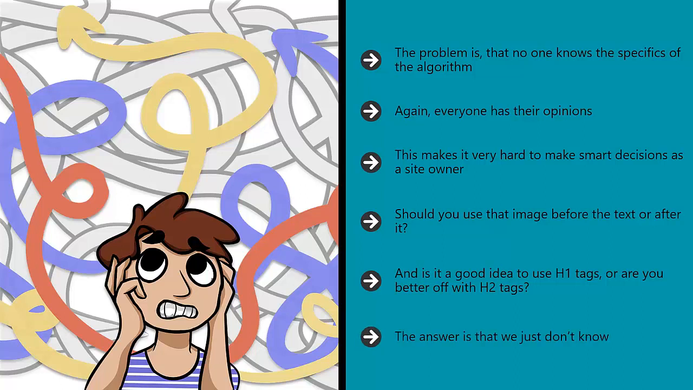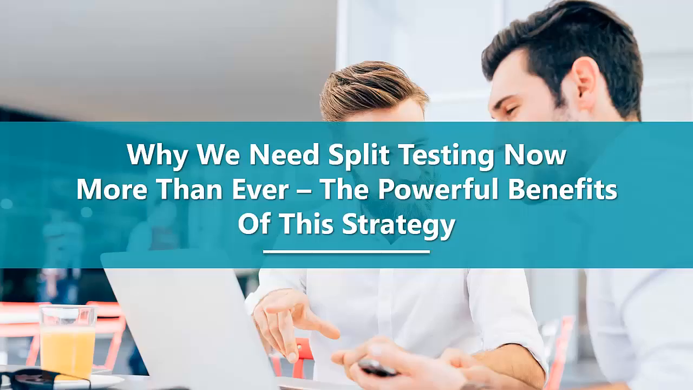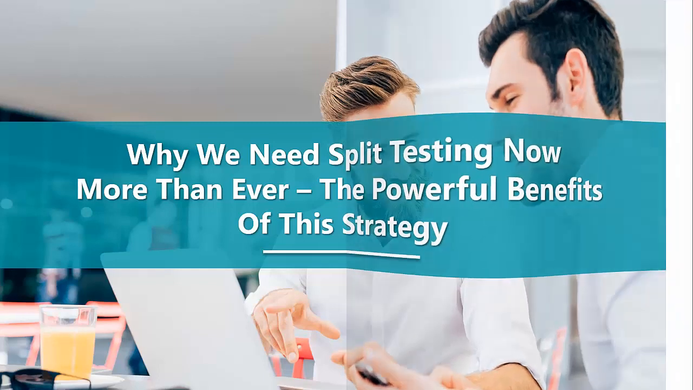And for that reason, the best option is to run A/B tests, the other term for split tests, in order to see which changes positively affect your search ranking and which do not. Why we need split testing now more than ever, the powerful benefits of this strategy.